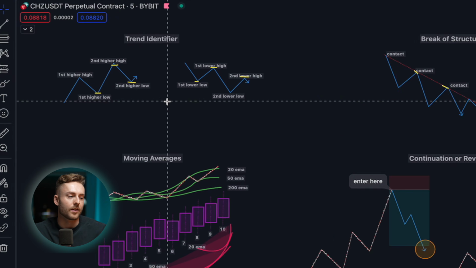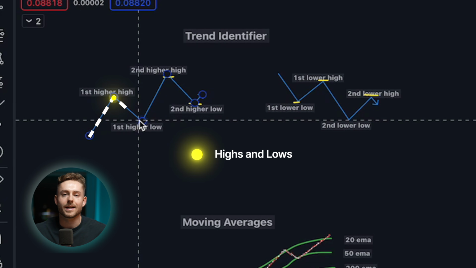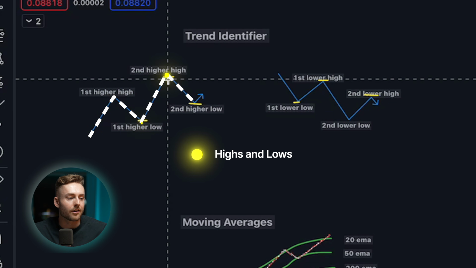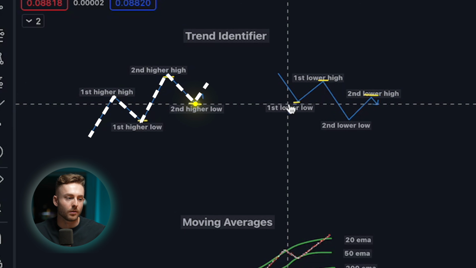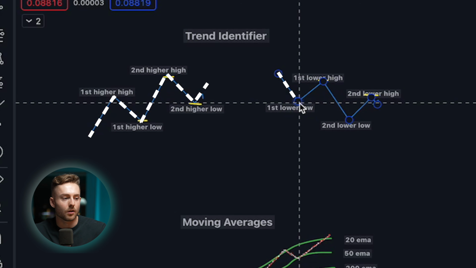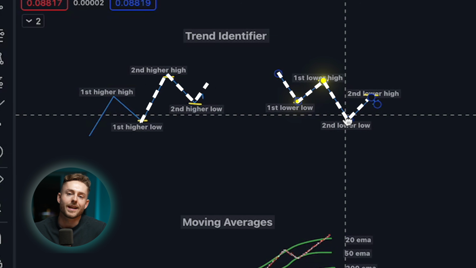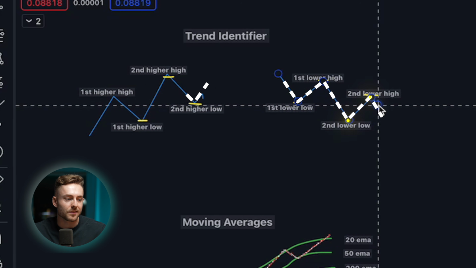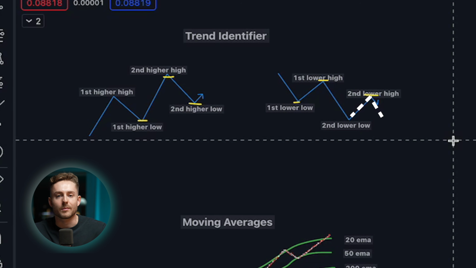So the first trait of a trend is going to be a higher high followed by a higher low, followed by another higher high and a secondary higher low. Same thing for downtrends. If we see a first lower low followed by a lower high, followed by a second lower low, we need to see this second lower high in order to confirm that we have a downtrend.